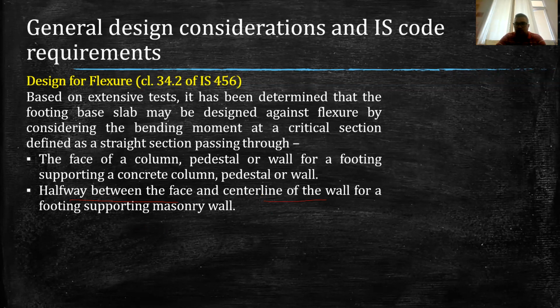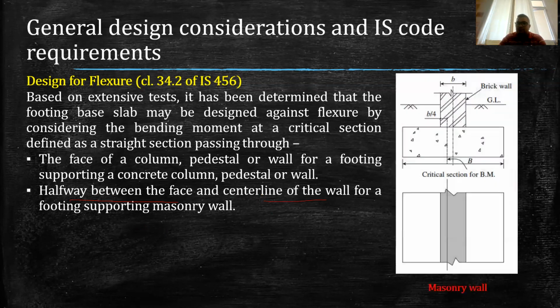So we will see this with the help of this diagram. Here you can see, if this is the brick wall resting on the RCC foundation, in that scenario, maximum bending moment will occur between the center line of the wall and the face of the wall, which means this is the critical section for the bending moment for the masonry wall resting on the RCC footing. So that is what we have to remember in case of masonry wall foundation design.